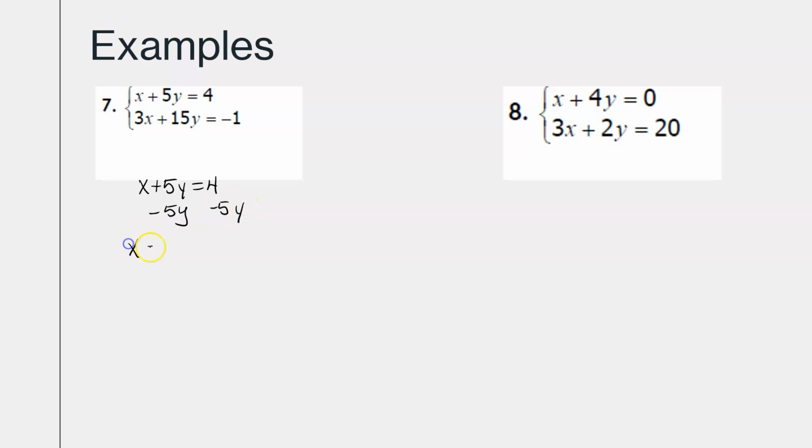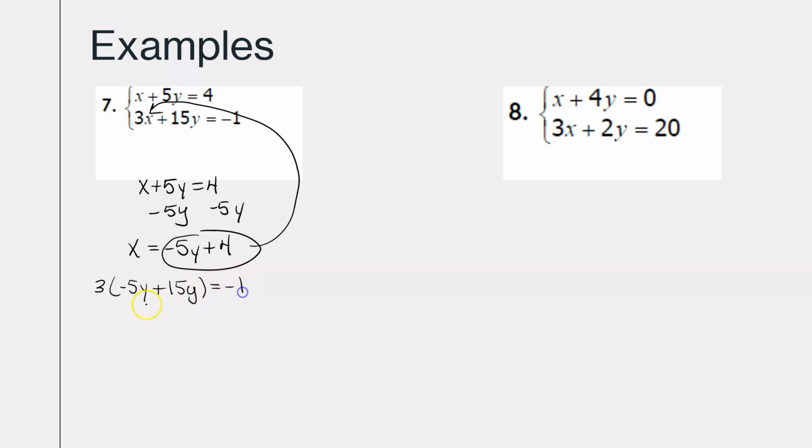So now I have x equals negative 5y plus 4. So I'm going to take what x equals and plug it into the other equation for x. I'm going to distribute, so I have negative 15y plus 15y equals negative 1. Well, that's weird because these cancel out, and 0 is not equal to negative 1.